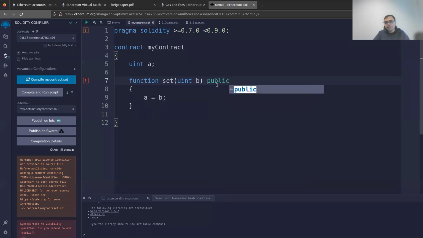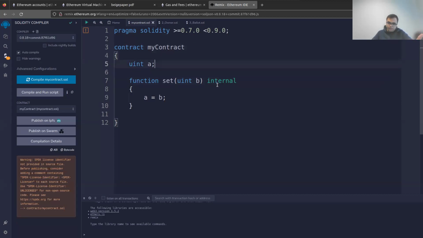If I say this function is public, that means everyone on the network can call it. That means that if you are an externally owned account, if you're a human, you can create a transaction that calls the function set. It also means that if you're a different contract, in your code, you can have a call to the function set. That's what it means for a function to be public. Of course, I can also say that this function is internal, and internal means that only other functions in this particular contract can call it. So let's say for now that this function is public, so everyone can call it.